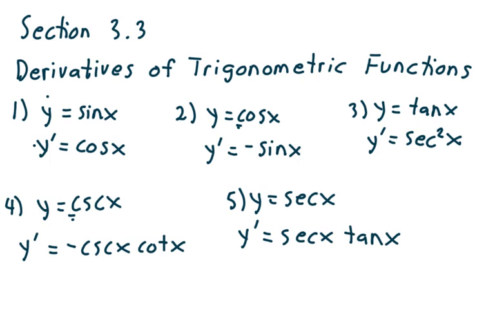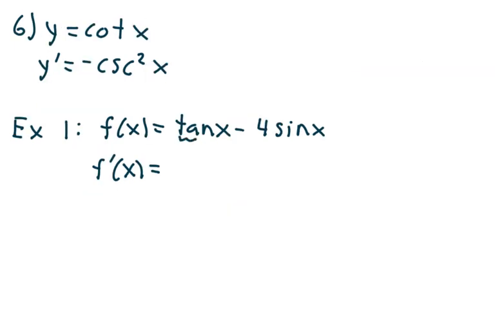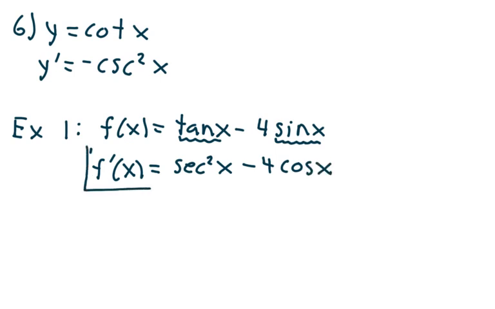Now, so let's go back. When I looked at tangent x and I take the derivative of the tangent, I get secant squared x. Okay, so the derivative of the tangent is secant squared, minus 4 goes along for the ride, and if I take the derivative of sine x, you're going to get cosine x. And that would be the correct answer for example 1.